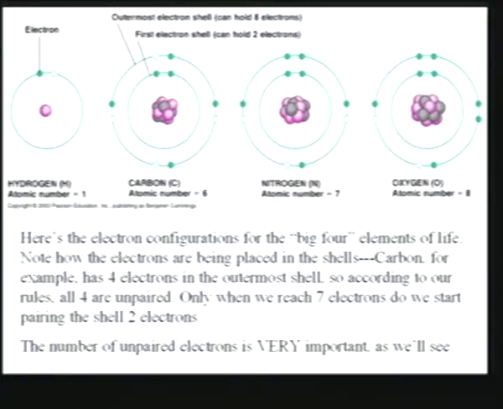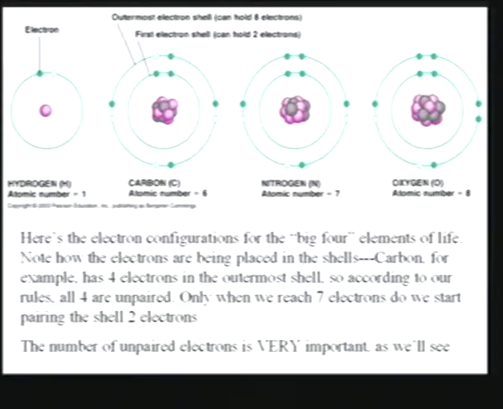For carbon, we filled shell 1. We have 4 open spaces in shell 2. Nitrogen, we start filling in the pairs, so we have 3 open slots. Oxygen with 2 open slots. Fluorine with 1 open spot. And neon with none at all. Okay? So there are the electron configurations.